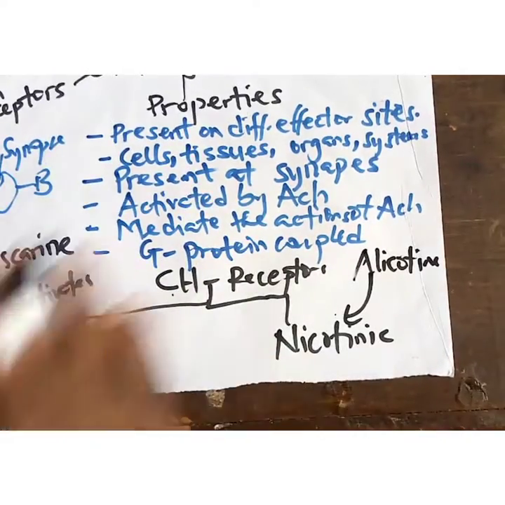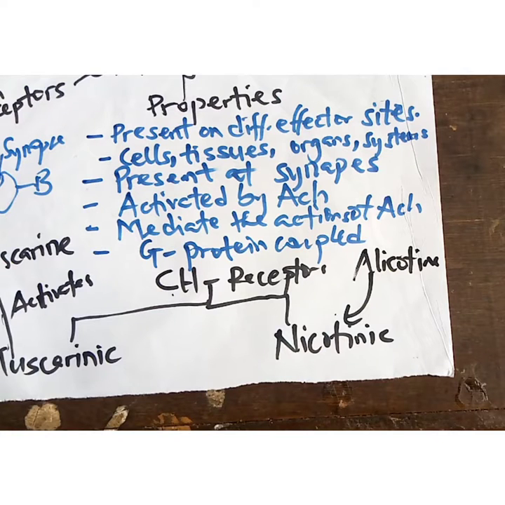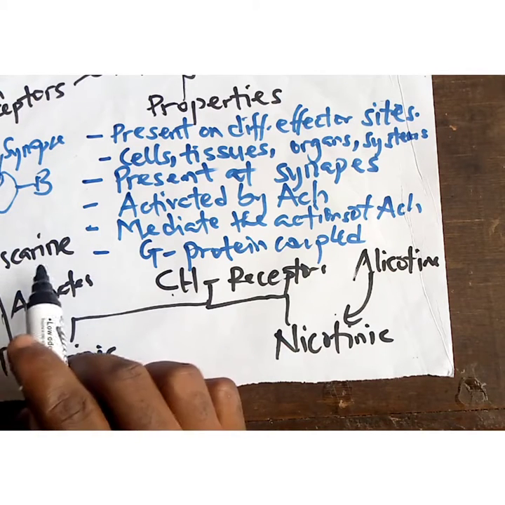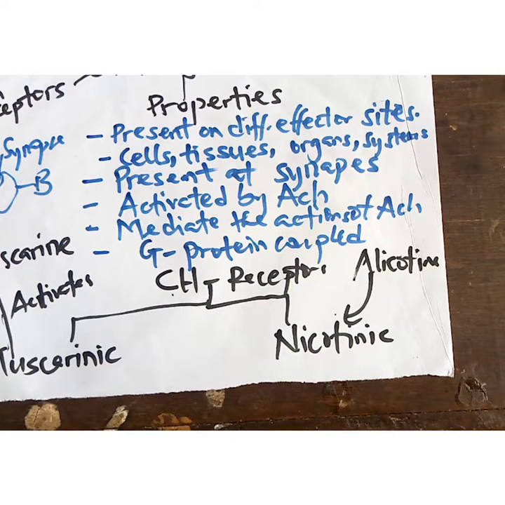So this is basically an introduction to what cholinergic receptors are all about. They are present on different effector sites. They are present at synapses. They are activated by acetylcholine. They mediate the action of acetylcholine. They are G-protein-coupled receptors. And apart from that, they are divided into two major groups: the muscarinic receptors, which are activated by muscarine, and the nicotinic receptors, which are activated by nicotine.